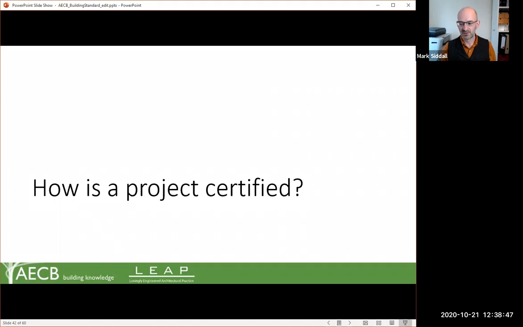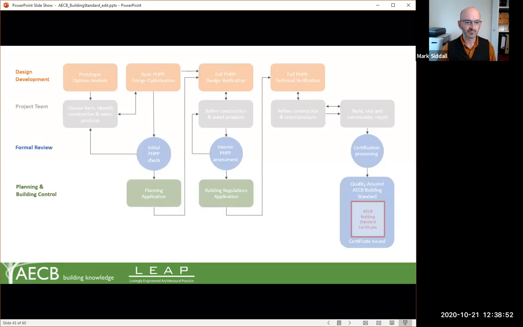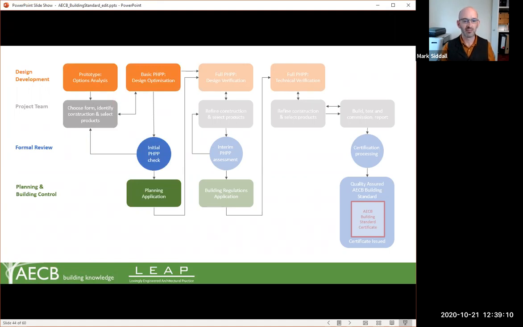So in this closing phase, what we're asking is, how is a project certified? What's the process? On the left-hand side here, we've got a design development phase, project team actions, formal reviews, and planning and building control relationships. The first step would be developing a prototype model, and you can do that beforehand. Thinking about the form factor and getting that right could be some simple sketches on a napkin, supported with an early stage PHPP model at an embryonic stage.